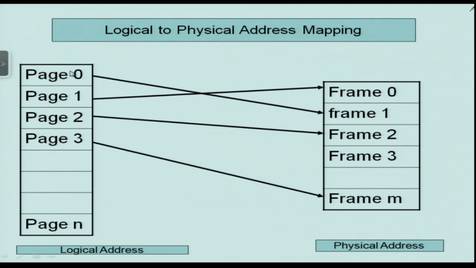Now, it is possible that when the program is getting loaded, page number 0 will get loaded into frame number 1, and page number 1 will get loaded into frame number 0. It is not always necessary that page 0 will get loaded into frame 0 and page 1 will get loaded into frame 1.